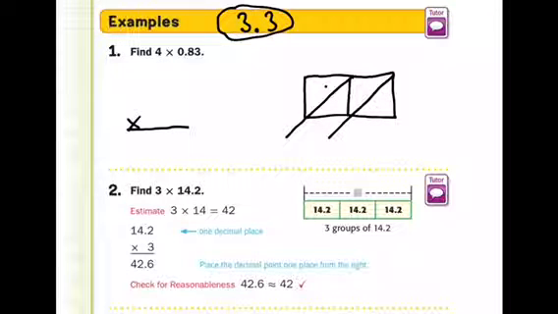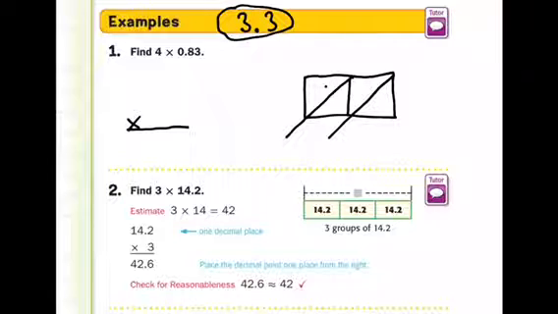Hey guys, this is lesson 3.3 and you're going to learn how to multiply decimal numbers by whole numbers. As I go over example 1, I'm going to show you the traditional way and the lattice way. I don't care which way you use, so focus on the one you tend to use more often. I'll start with traditional.